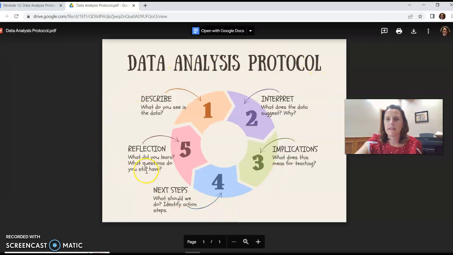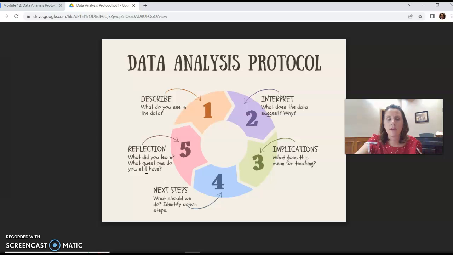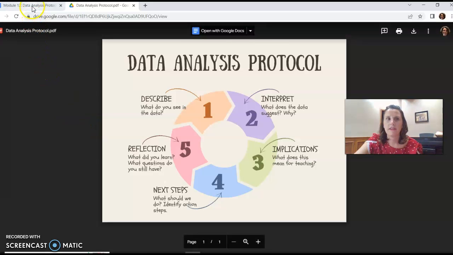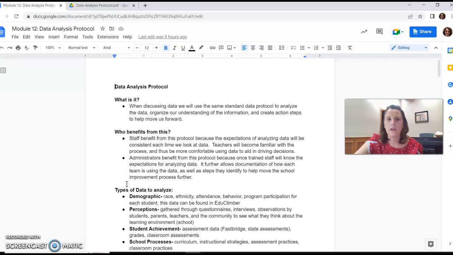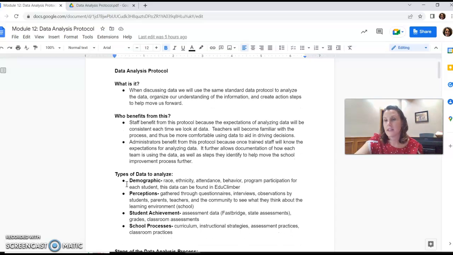And I would make this available in our staff Google Classroom so that during data analysis, teachers could look at this graphic to help remind them of the steps that they are in. And from using this protocol, staff would benefit because the expectation would always be that you would use this data analysis protocol, and so familiarity would be developed as they are going through looking at the data and using those questions to help drive their decisions in the future.